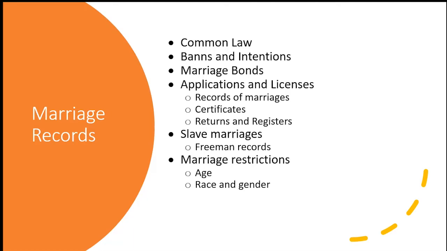Now, slave marriages, again, were finally recorded after 1865 in the Freedmen's records. And again, we've had a discussion about that. But there were certain marriage restrictions, and it varied by state. The age you can get married at, whether, again, certain races could marry, and gender. Again, in most states, the requirement in years past was only male and female could get married.